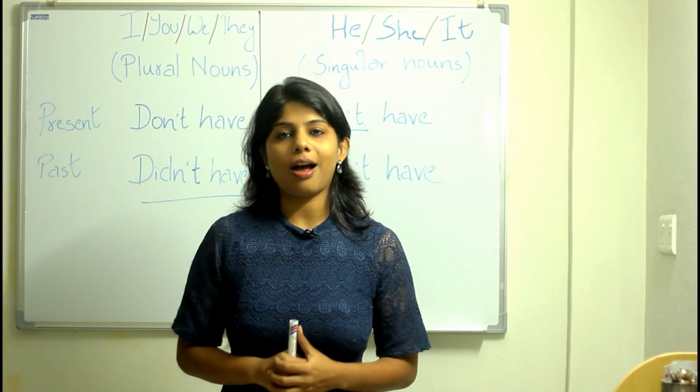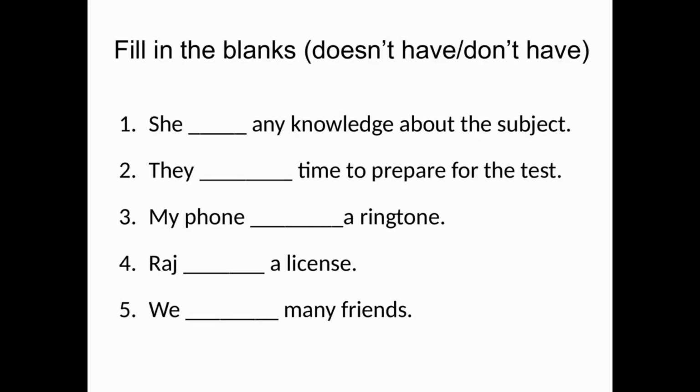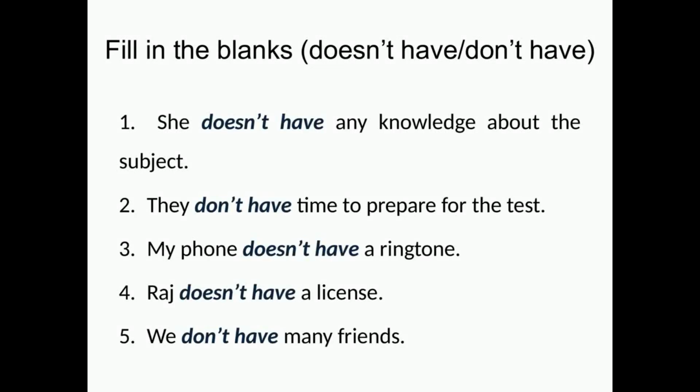Let us now test your understanding with a practice exercise. Pause the video here and answer these questions. In the first sentence, we use doesn't have as she is a singular pronoun. She doesn't have any knowledge about the subject. In the second sentence, the subject is they and hence we use don't have. They don't have time to prepare for the test.